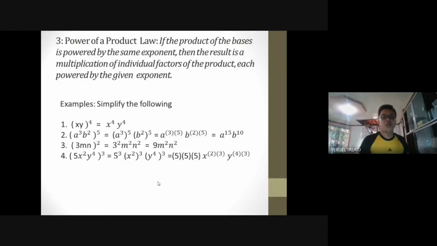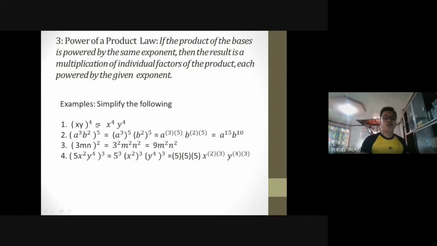So I have also another law, which is power of a product law. If the product of the bases is powered by the same exponent, then the result is a multiplication of the individual factors of the product, each powered by the given exponent. So meaning, if we have a product of x times y, take note, this is a product of x times y because there is no sign between x and y, raised to a power 4. In short, this is a power of a product. So they share the same exponent, raised to the power of 4.